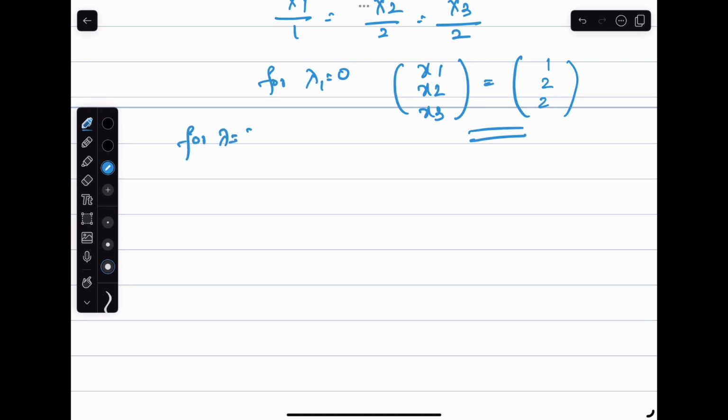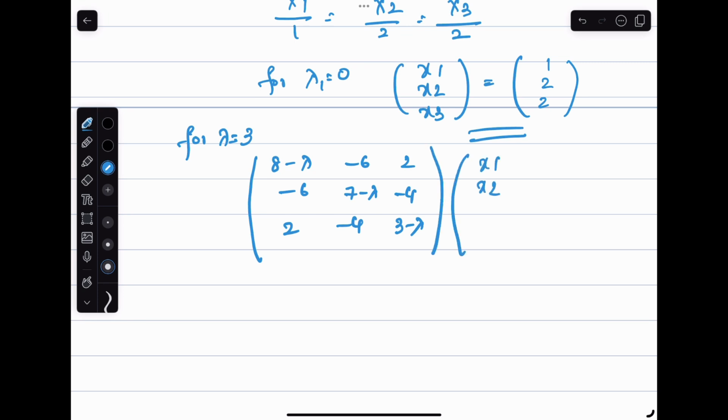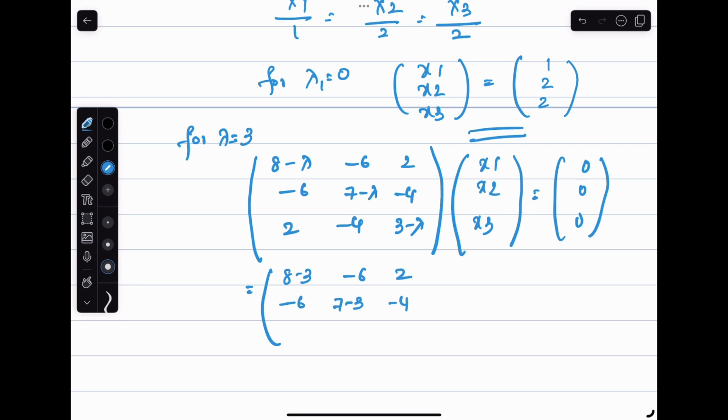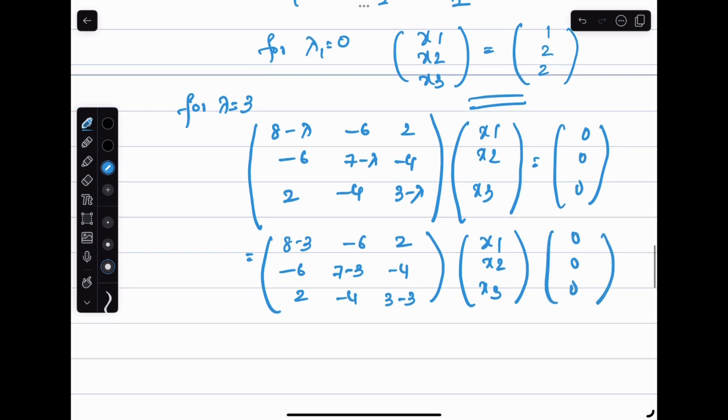All right, now let's see for lambda equal to 3 how we are going to do it. Directly, what you have to do: the matrix 8 minus lambda, minus 6, 2; minus 6, 7 minus lambda, minus 4; 2, minus 4, 3 minus lambda, into x1, x2, x3 is equal to 0, 0, 0, right? Now we have to apply the value of 3 in place of lambda. So we'll get 7 minus 3, minus 4, 2, minus 4, 3 minus 3, 3 minus 3, x1, x2, x3 is equal to 0, 0, 0. Now we'll solve for it.